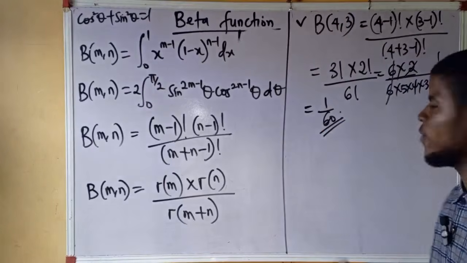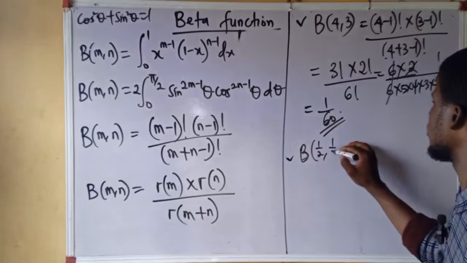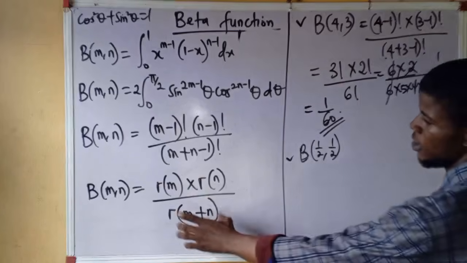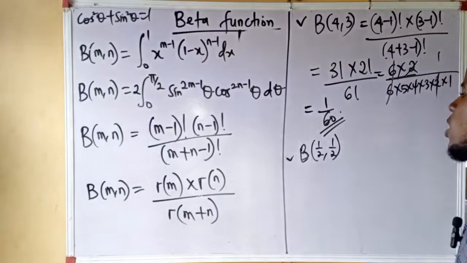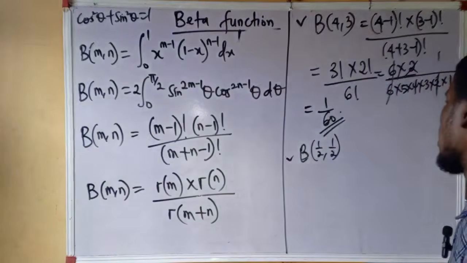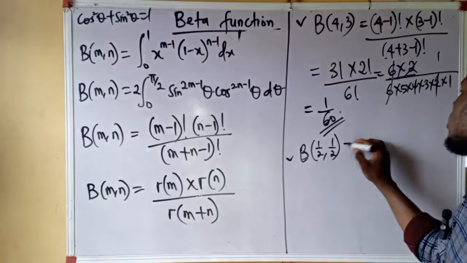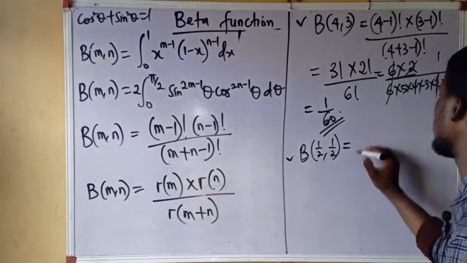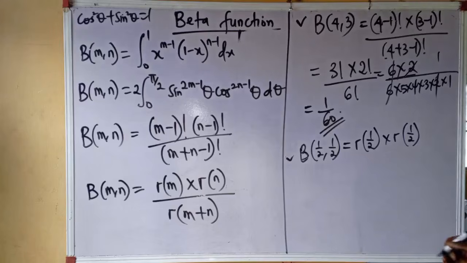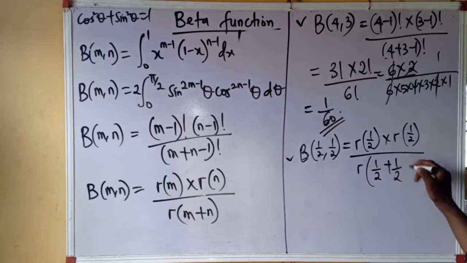Now, what if I want to determine beta of 1 over 2 and 1 over 2? I can easily do this using the relation that connects the beta function and the gamma function. The reason is because I know what gamma of 1 over 2 is. It is the square root of pi. So using this formula, it will be gamma of 1 over 2 times gamma of 1 over 2, divided by gamma of 1 over 2 plus 1 over 2.